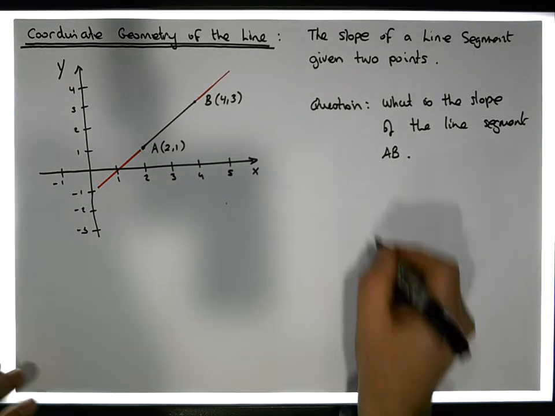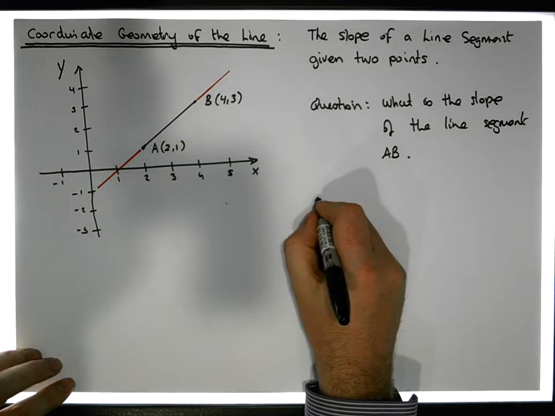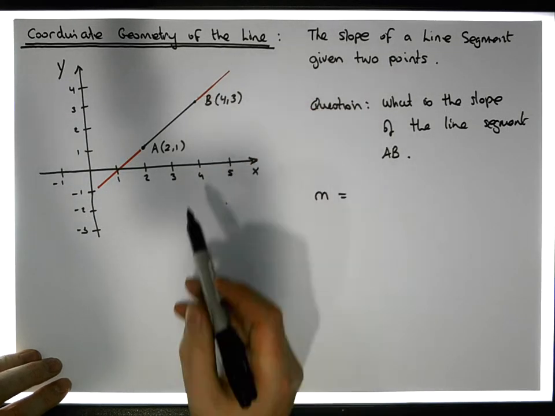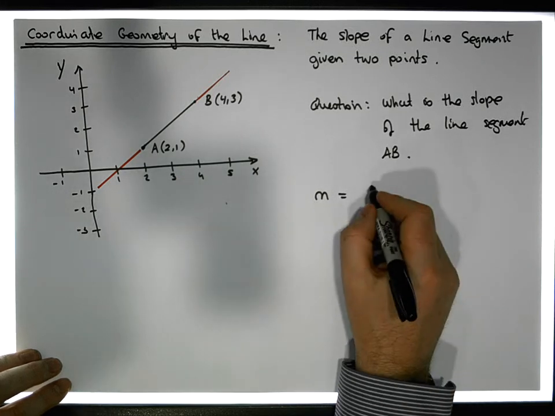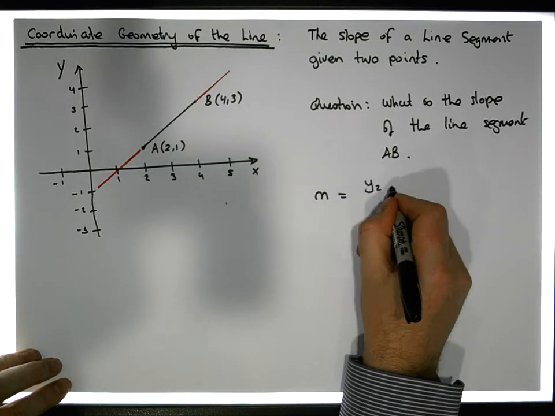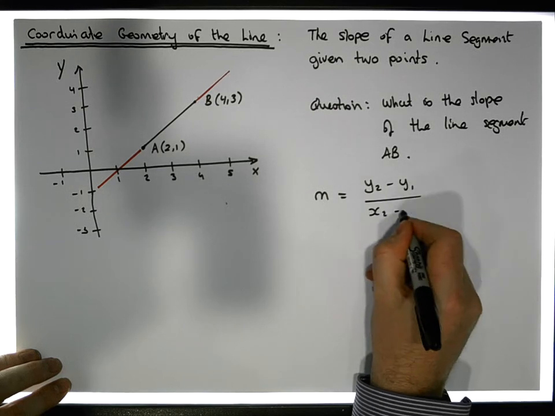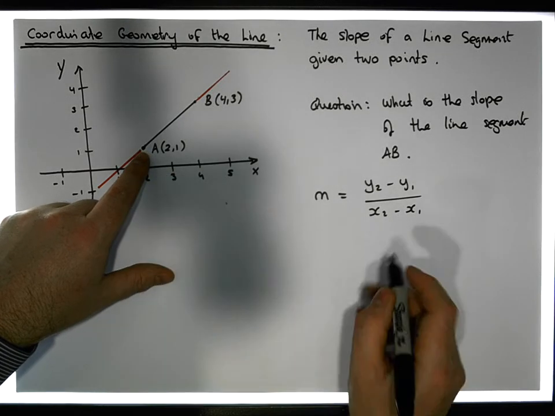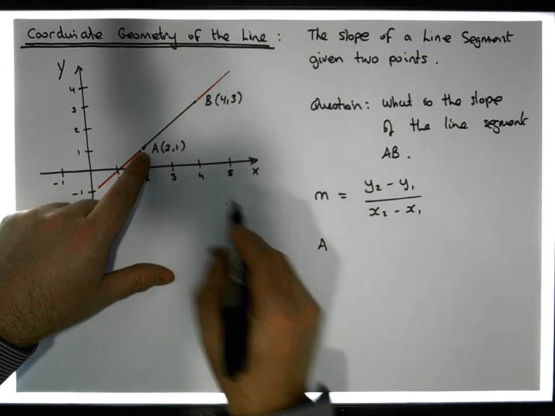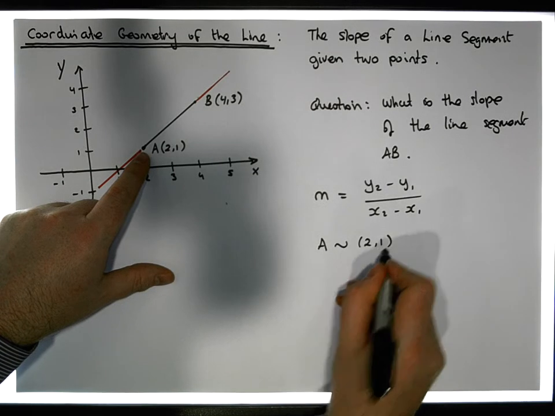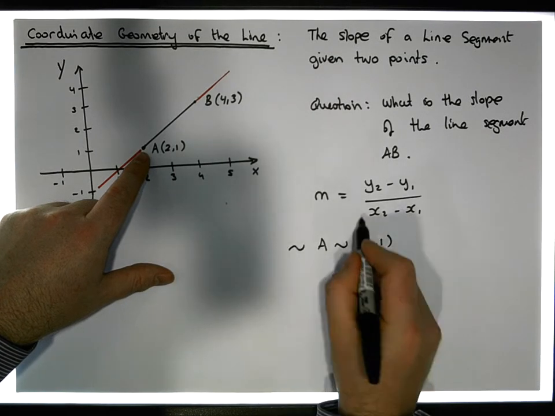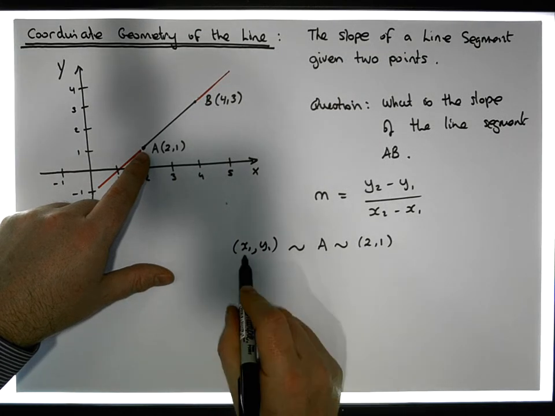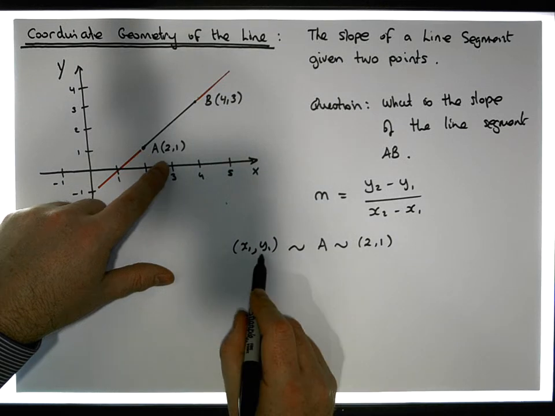The slope m is given by a formula. The slope is the ratio of the change in the y direction relative to the change in the x direction. So given 2 points, it's y2 minus y1 divided by x2 minus x1. In our case we have 2 points. The first point is A, with coordinates 2, 1, and this represents our x1, y1, where x1 is 2 and y1 is 1.